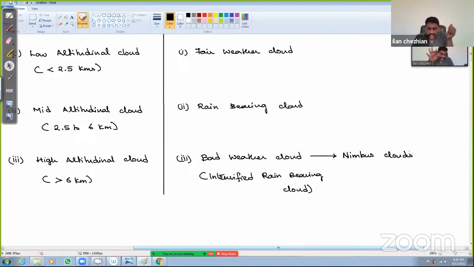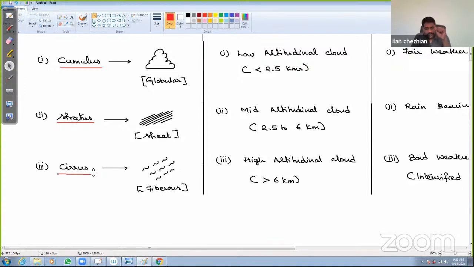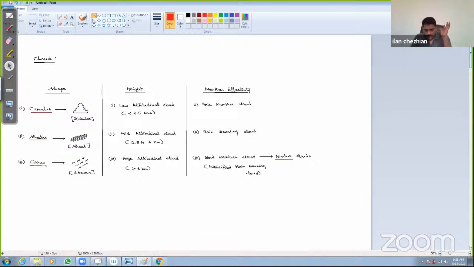So my dear friends, in the entire classification, knowing this nimbus is important. Then knowing this cumulus, stratus and cirrus is important. That's the reason whenever you talk about the types of cloud, you will see 4 types of cloud, not 3 types of cloud. The only thing is that the basis of classification is different.